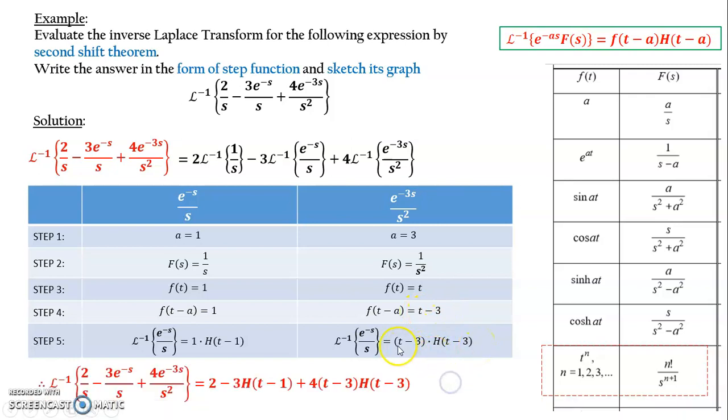Okay, so we can substitute the answer for this and this into here. Finally, the inverse Laplace transform of this function is given by 2 minus 3 h(t minus 1) plus 4(t minus 3) h(t minus 3). This is the function that you get based on this F(s). Next, we need to sketch the graph.